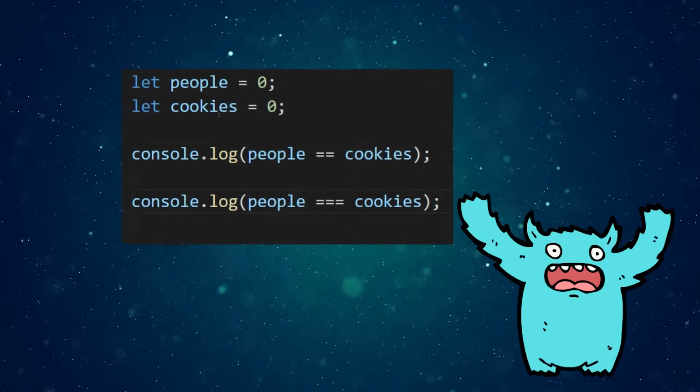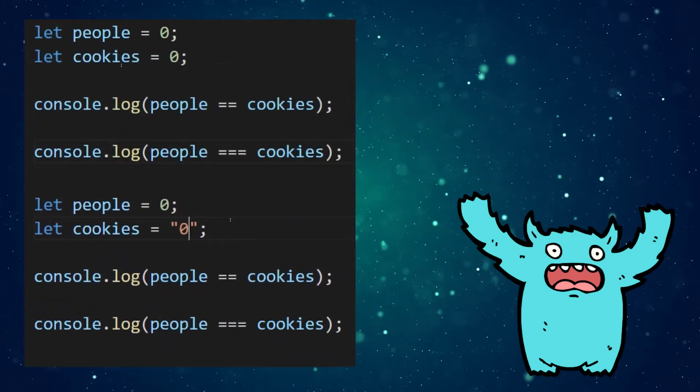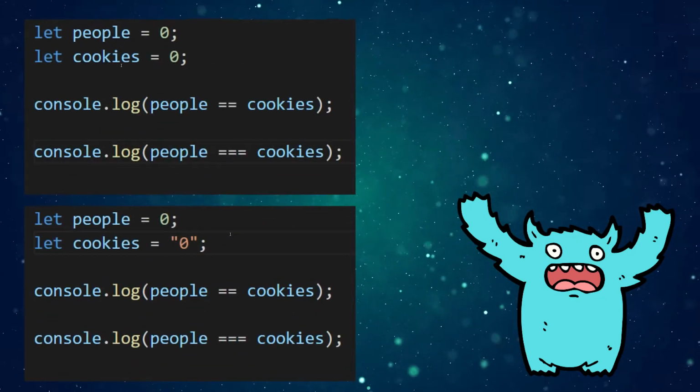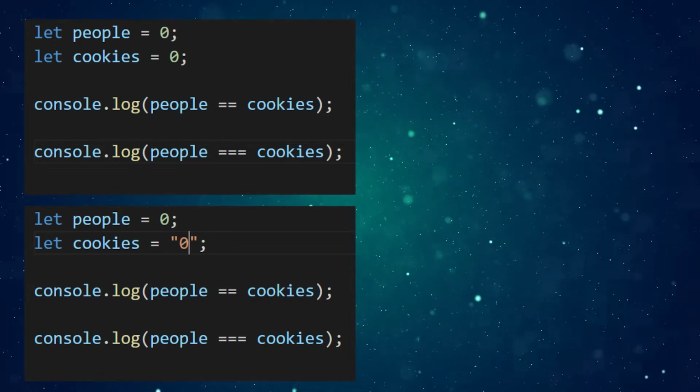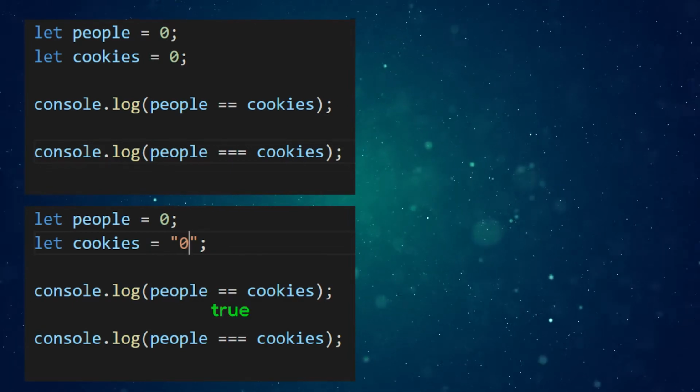You're probably wondering, why am I still here? Well, let's take this example. Convert the cookies variable to a string variable. Now these two expressions are not equivalent. Double equals is true, but triple equals is false.